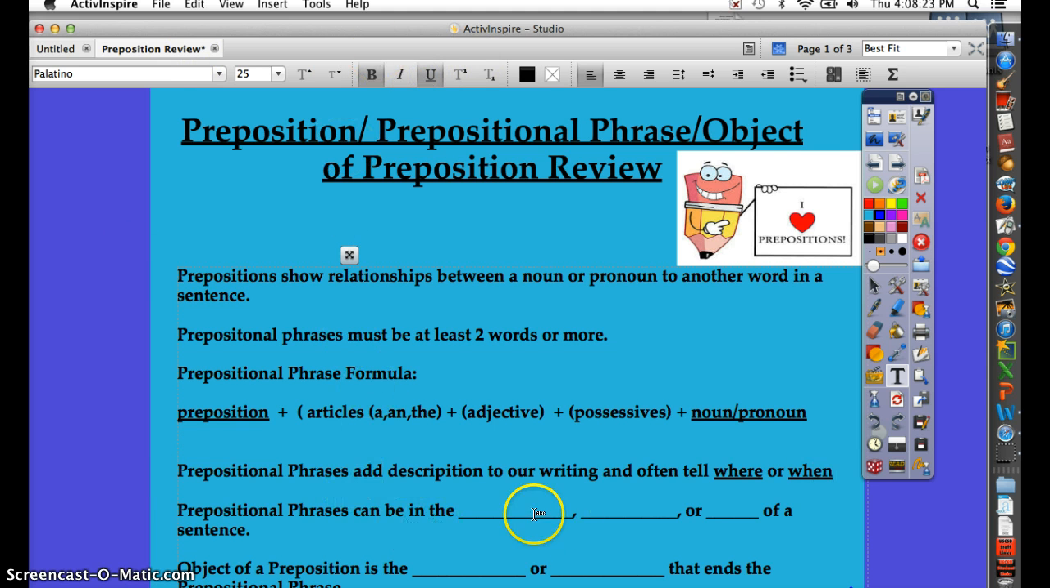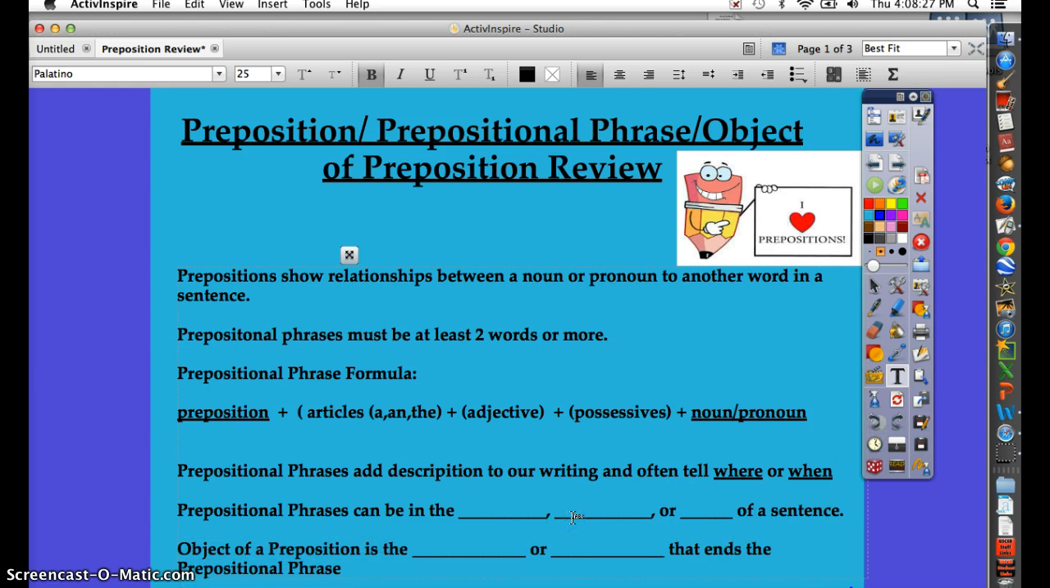Okay, and then prepositional phrases can be in the three parts of a sentence basically, or in a thought. They can be in the beginning, the middle, or the end of a sentence as well. So all three parts, they can really come anywhere in a sentence then in our writing or in language.